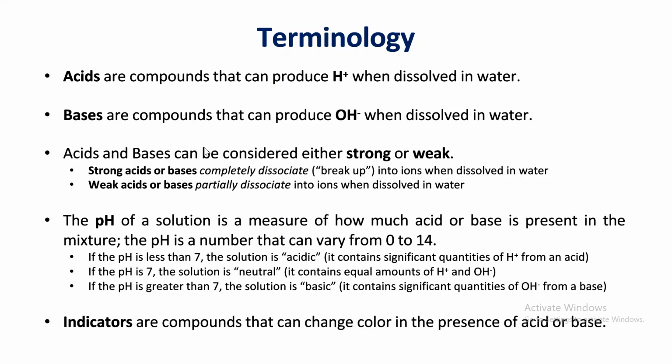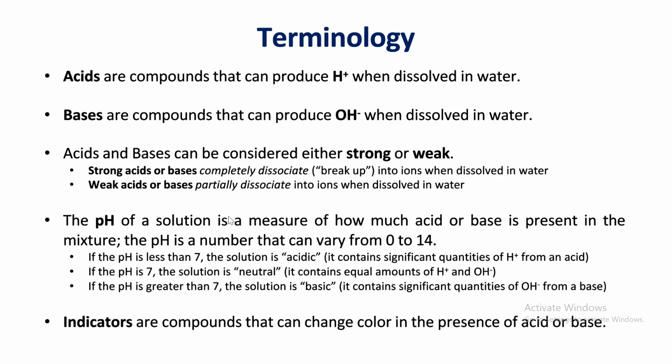Acids and bases can be considered either strong or weak. In order for us to say that an acid or a base is strong, we mean that it completely dissociates, which means it completely breaks apart into ions when dissolved in water. When we talk about weak acids or bases, we say that they have partial dissociation into ions when dissolved in water. The pH of a solution measures how much acid or base is present in the mixture.